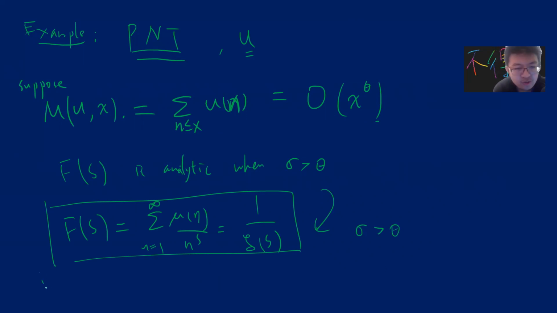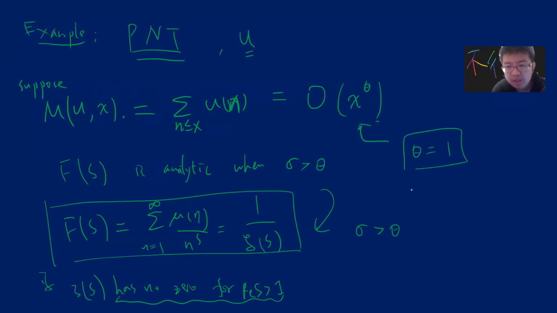So that means zeta of s has no zeros for real s greater than 1. Basically, if you choose theta to be 1, then this immediately implies that zeta of s has no real zeros for real s greater than 1. And so this proves the prime number theorem. The prime number theorem is exactly the direct result of zeta of s having no zeros for s greater than 1.